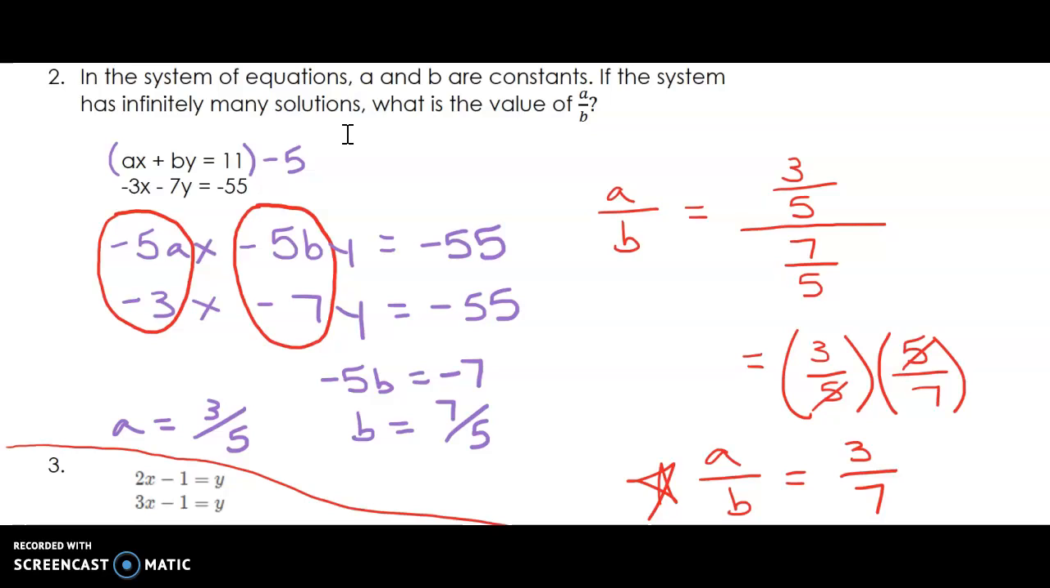All right, that's the last example that we are going to do as a group. And now we're going to head over to Delta Math to do some more practice.